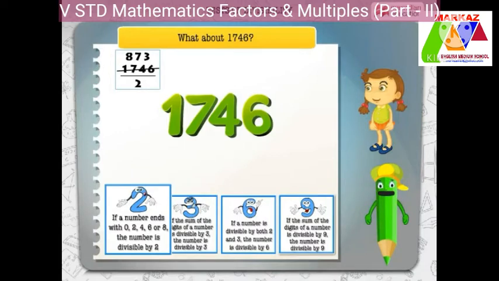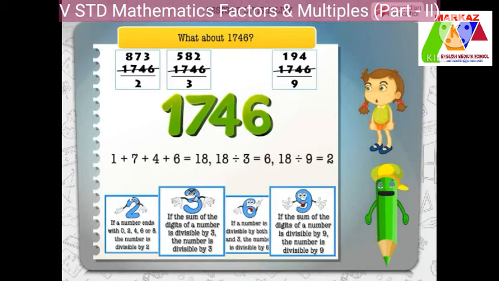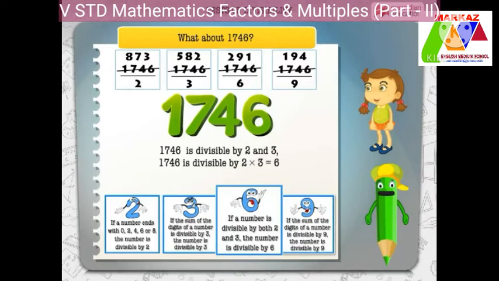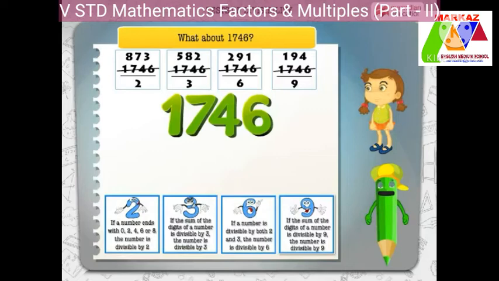Okay. The divisibility rule for 2 is that the last digit should be 0, 2, 4, 6 or 8 and 1746 ends with 6. So it is divisible by 2. Now 1 plus 7 plus 4 plus 6 is equal to 18 and 18 is divisible by both 3 and 9. So 1746 is divisible by both 3 and 9. Since the number is divisible by both 2 and 3, it will be divisible by 6 as well. Did I get it right?